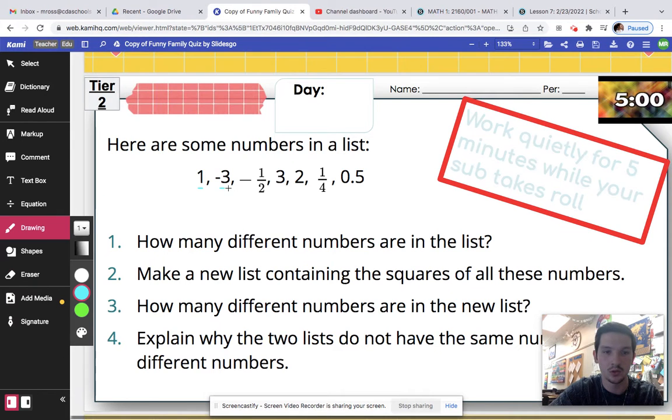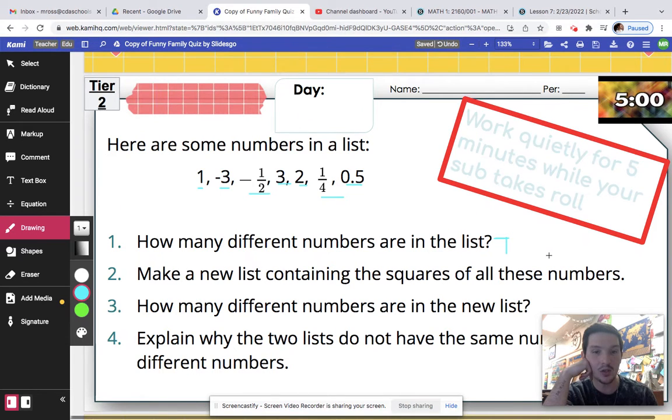We have 1, 2, 3, 4, 5, 6, 7 different numbers, right? -3 and 3 are different numbers. So your answer for this is 7. Okay, so we have 1, 2, 3, 4, 5, 6, 7.